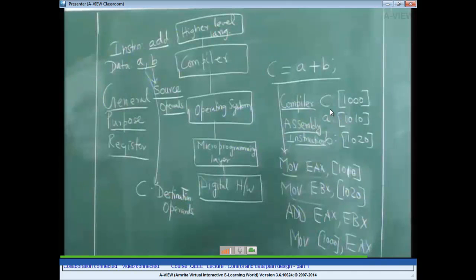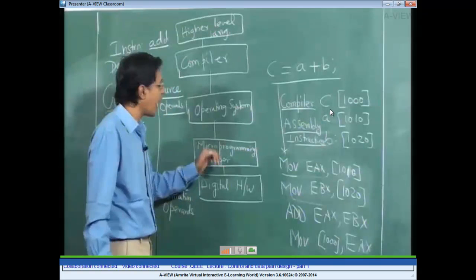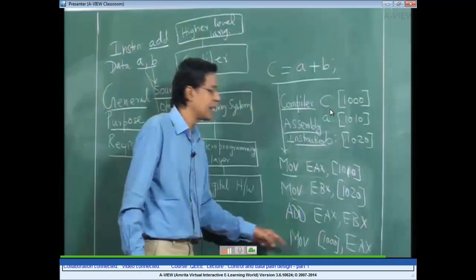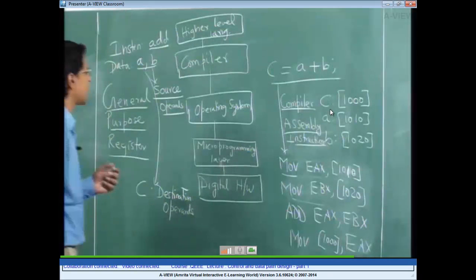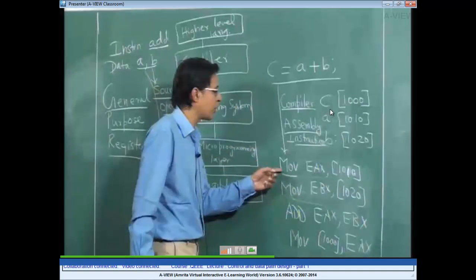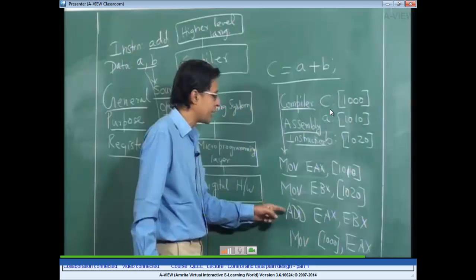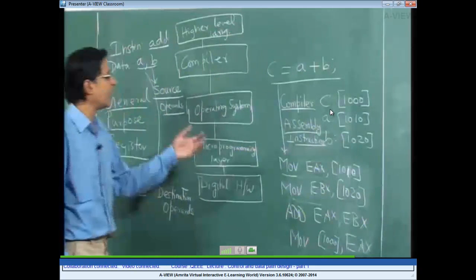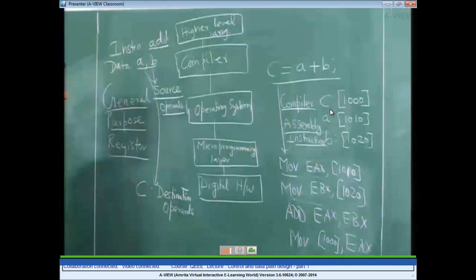Fine. Now let us see what the hardware will now do. It will take instruction by instruction and start executing them one by one. So first it will take move EAX, 1010, it will move EBX, 1020, then it will execute add, then it will execute another move. So the hardware will take them one by one and start executing.